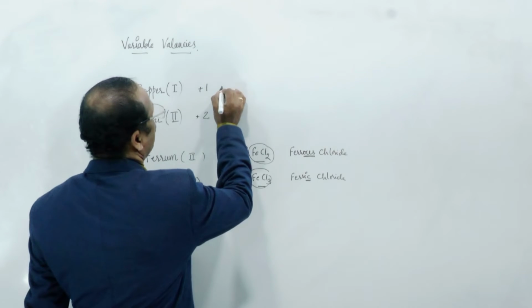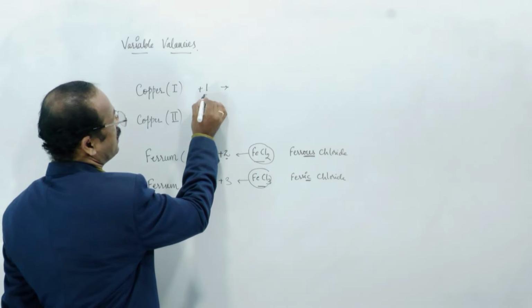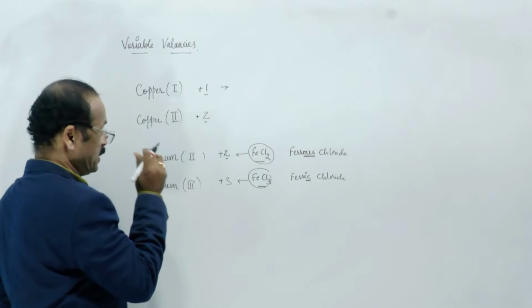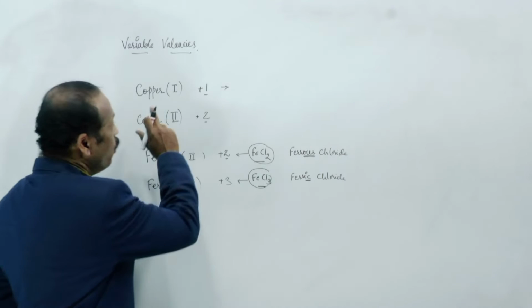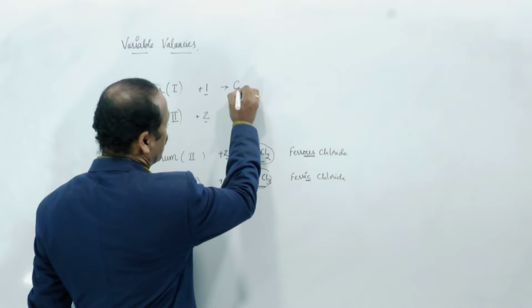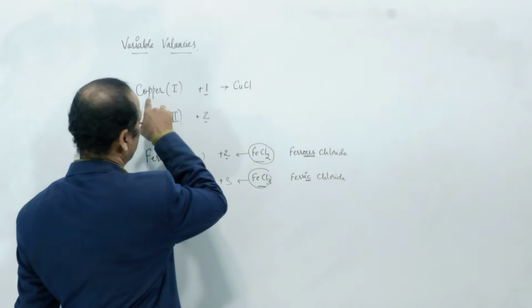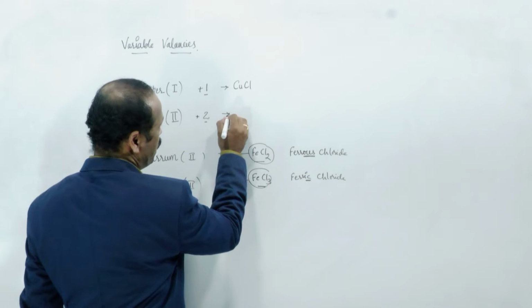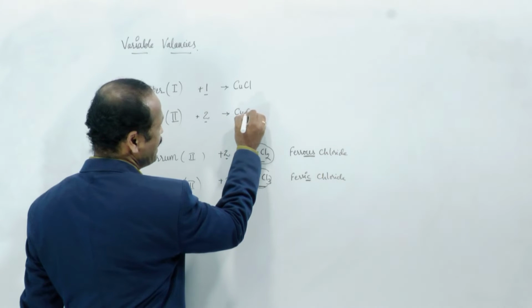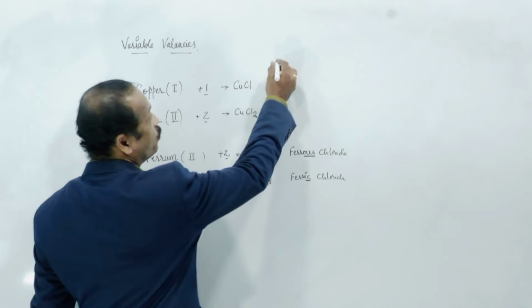So here copper exhibits the valency of +1, and here copper is exhibiting the valency of +2. Clear? Now what I do? Here I write CuCl. Copper symbol is what? Cu. And I am writing chlorine. Here I am writing CuCl2 because its valency is 2. You know how to write the formulas.